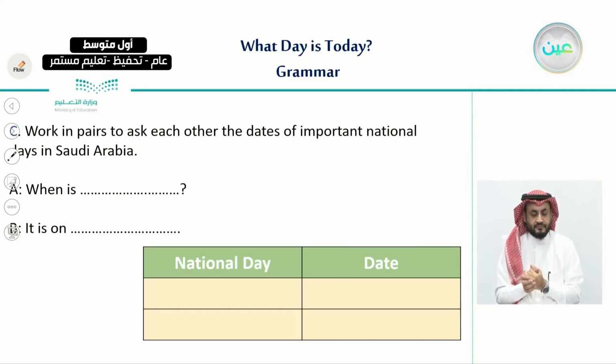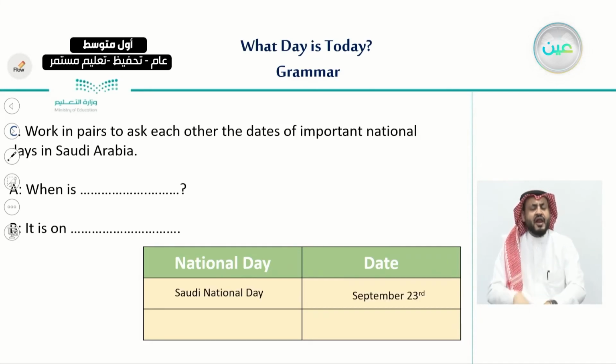So this is how we can make a question about a certain holiday or a national day, and then how we can answer it. So here in this table, as you can see, we have the national day. I'm going to mention 2 national days, and then here we have the date. For example, Saudi National Day. We can continue the question by asking, when is the Saudi National Day? And the answer would be, it is on September 23rd.